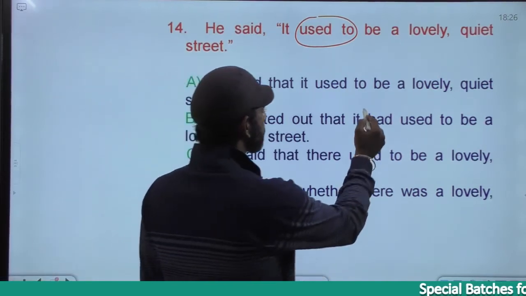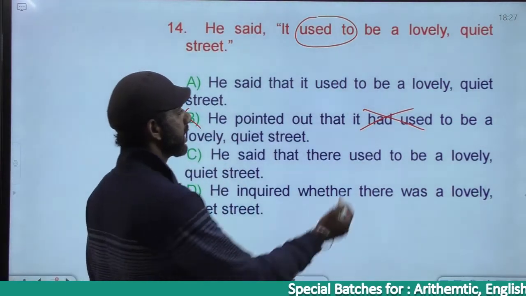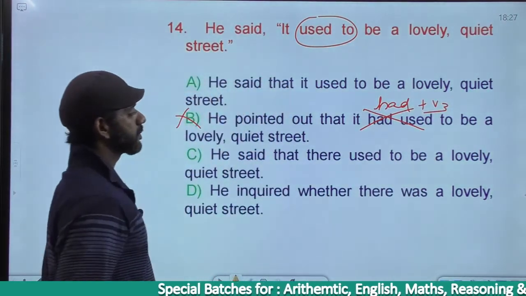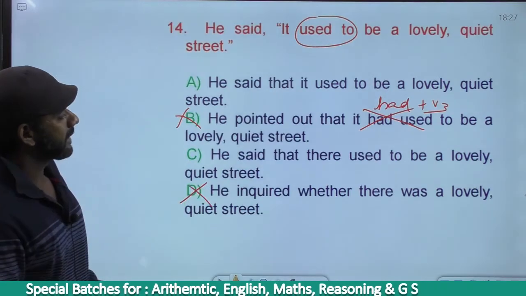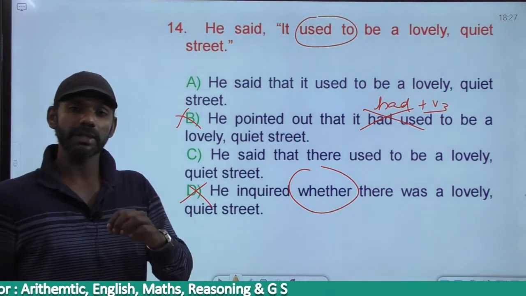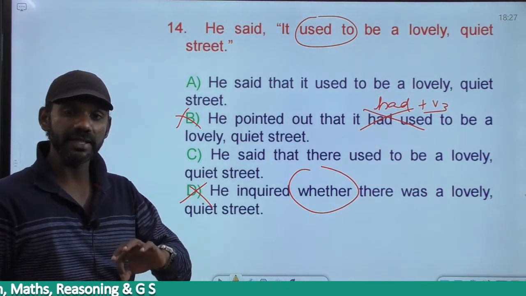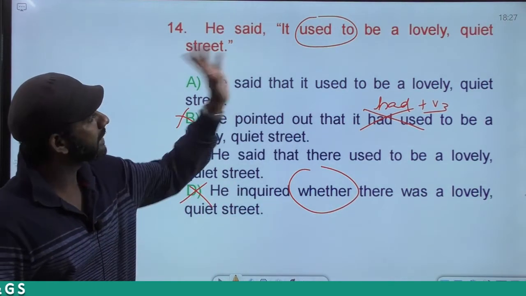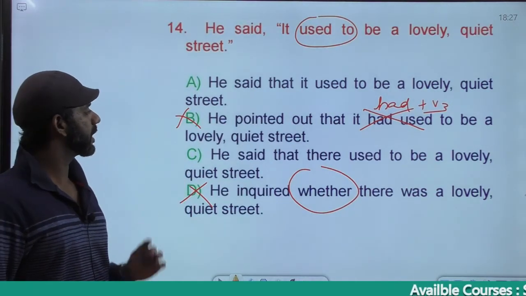Based on that, option B is eliminated. B says had used to be. Had used to be is had plus V3. Had plus V3 is past perfect, eliminated. Now, D is eliminated. D says whether. Whether or if can be used only in the case of an interrogative sentence, only while converting an interrogative sentence to indirect speech. So whether cannot appear here because the sentence given here is not an interrogative one, eliminated. Now we have two options left, A and C.